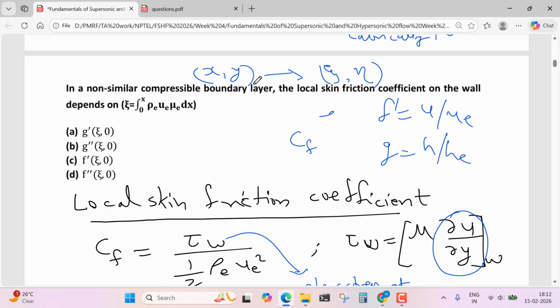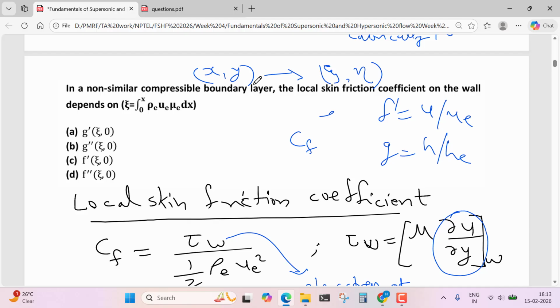In a non-similar compressible boundary layer, the local skin friction coefficient on the wall depends on option A, G dash xi 0, option B, G double dash xi 0, option C, F dash xi 0, and option D, F double dash xi 0. And where xi is given by integration 0 to x of rho e Ue mu e dx.